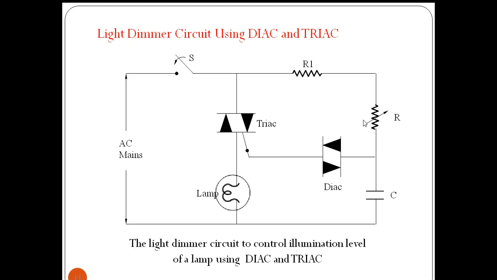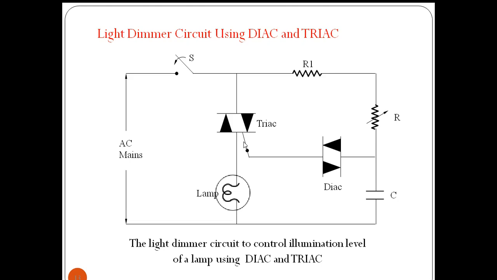When the resistance is at a lower value, the intensity of the lamp will be more. When the resistance is at a higher value, the current decreases, so the capacitor charges at a lower rate, the delay becomes more, and the lamp intensity decreases as the triac triggers at later stages. This is how the lamp dimmer circuit operates. Mainly the RC circuit forms the triggering circuit for the diac.